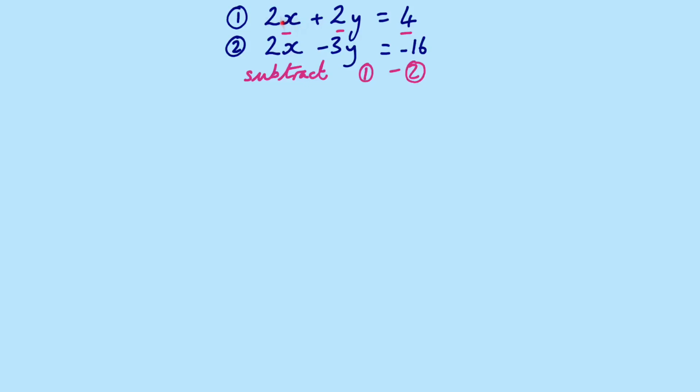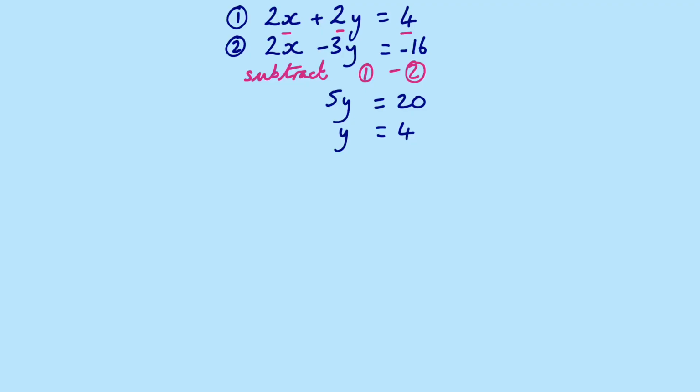So when we have 2x take away 2x, that'll be nothing. And positive 2y take away a negative 3y. When you take away a negative, a negative and a negative become plus. So 2y plus 3y will give you 5y. And then 4, take away negative 16 again. 4 minus negative 16 will become 4 plus 16. So that will equal 20. Then the next step is you divide both sides by 5, and then y equals 4.